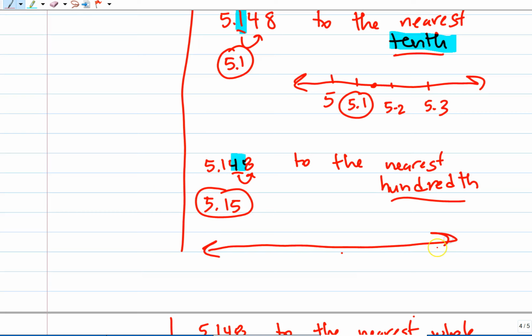This starts to get a little crazy, but call it 5.1. I'm going by hundredths this time. So 5.11, 5.12, 5.13, 5.14, 5.15, 5.16, right? I'm going up by hundredths. And 5.148 would be between these two, slightly closer. Oh no, did I mess up? 148. Yeah, I did mess up.